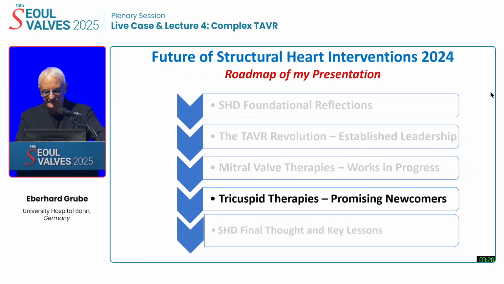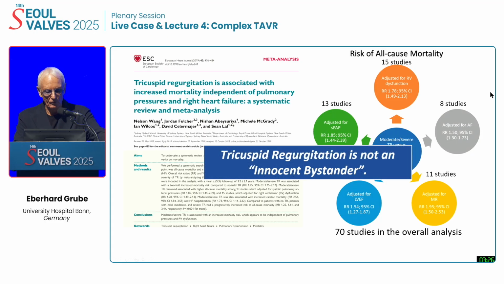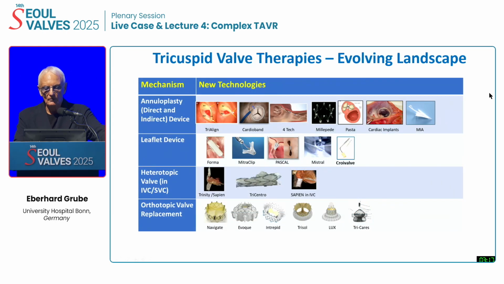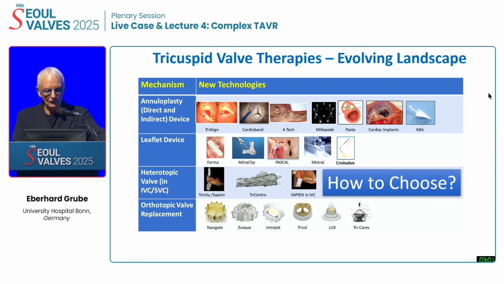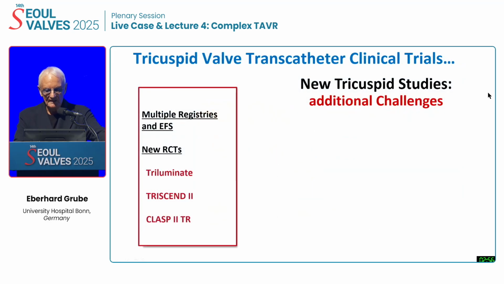Moving to tricuspid therapy, promising newcomers. We know tricuspid regurgitation is not an innocent bystander. It's not a forgotten valve, but it is probably a forgiving valve. We know the evolving landscape of therapies. We've seen beautiful presentations yesterday. Which therapy at what time is still open in principle? What is the best intervention for which disease entity? How do we choose the best treatment for tricuspid interventions?